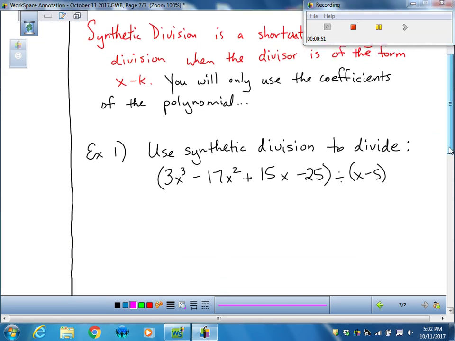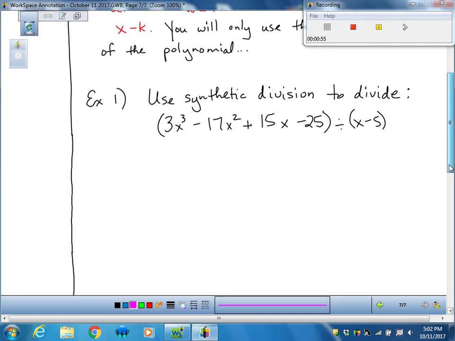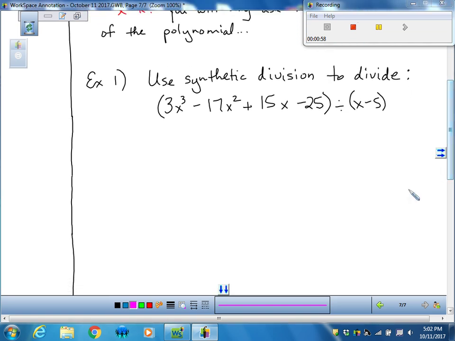So in example 1, we want to use synthetic division to divide the following polynomial, 3x cubed minus 17x squared plus 15x minus 25, by x minus 5. The first thing we're going to do is note that this is in the proper format. We're dividing by a binomial, x minus 5, so it's in the proper format and we are good to go. Notice there's no coefficient in front of the x. If there is, we have to get rid of it. So this one is good for synthetic division.